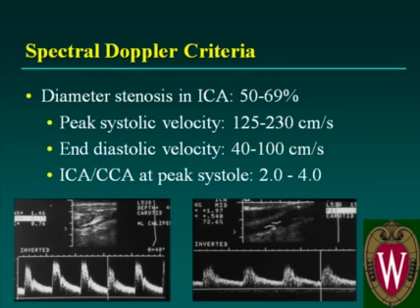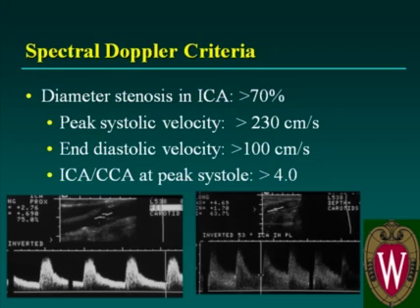For diameter stenosis in the 50 to 69% range, which is a borderline range that exists between non-significant stenosis and stenosis that is non-surgical, it is identified with a peak systolic velocity in the 125 to 230 centimeters per second range and end diastolic velocity in the 40 to 100 centimeters per second range, and an ICA-CCA peak systolic ratio between 2 and 4.